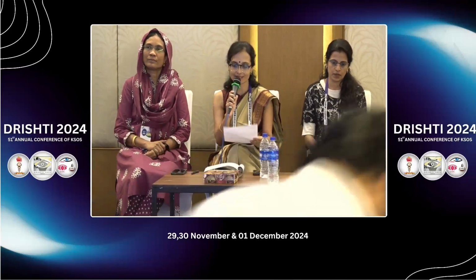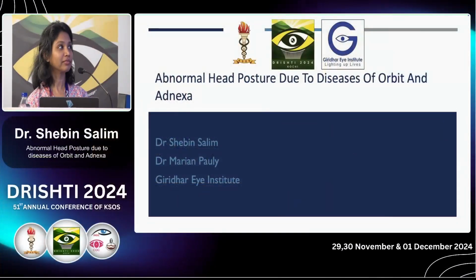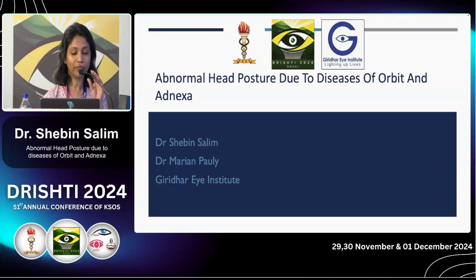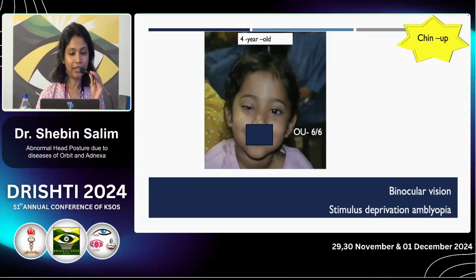So thank you. That was really interesting, and congratulations to you for that innovation. So we move on to our next talk, and it is by Dr. Shebin Salim. She's a budding oculoplasty surgeon from Giridhara Institute, very active in all conferences, and she's going to talk about abnormal head posture due to diseases of orbit and adnexa. Thank you, Dr. Nina, for your kind words. Good afternoon, all. We'll directly go to the presentation.